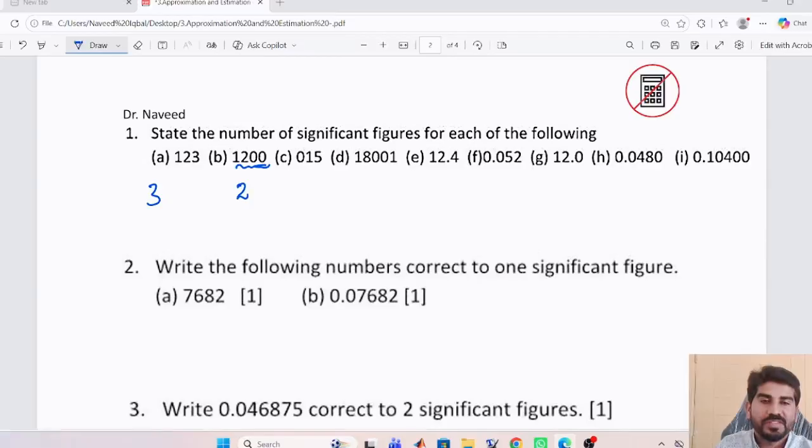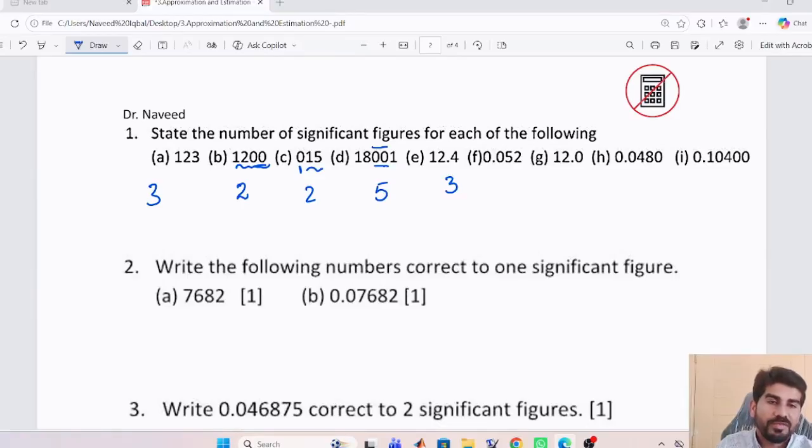Next is part C, 0.15, and there will be 2 significant figures. Why? Because the initial zero is non-significant. The zero before the non-zero digit will be non-significant. Now there will be 5 significant figures. Why? Because these 2 zeros are between the non-zero digits. The zeros between non-zero numbers, according to the second rule, will be significant. So there will be 5.